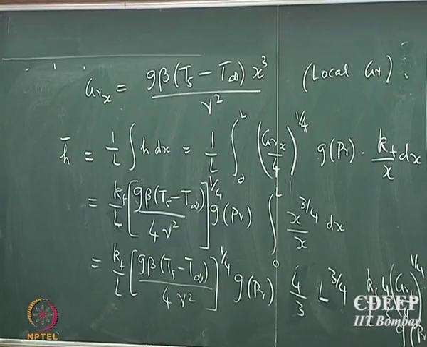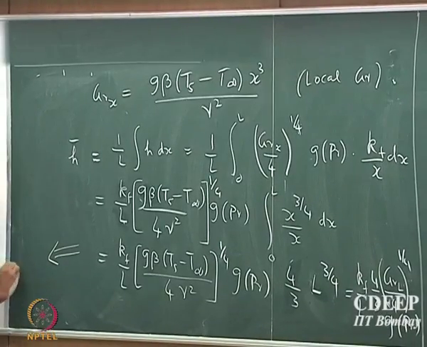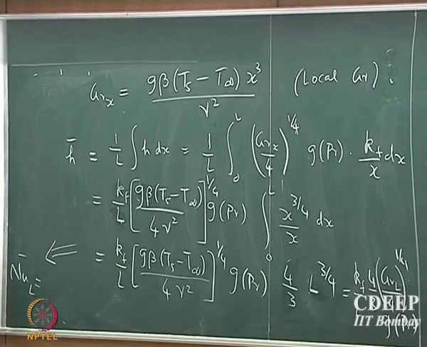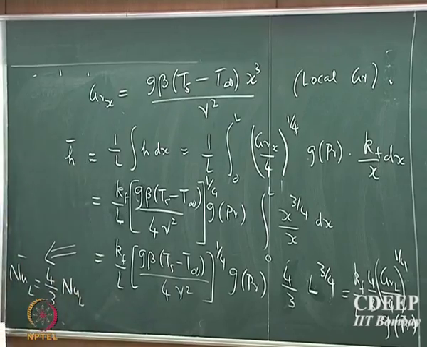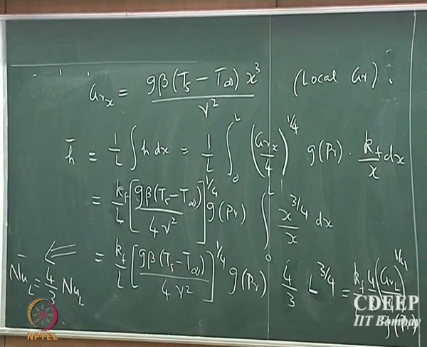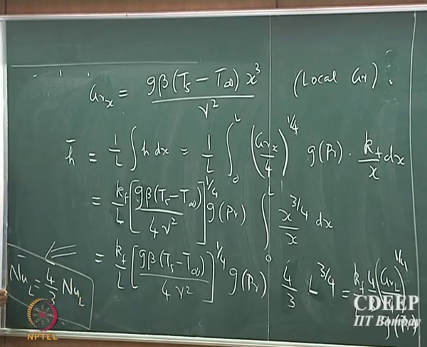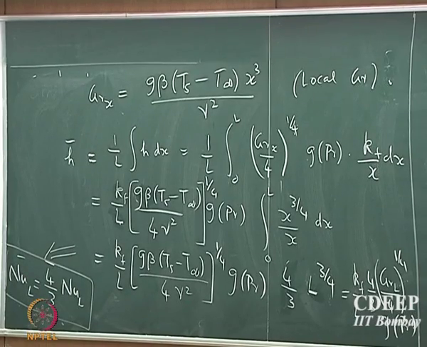Okay. So from here, what we observe is that the average Nusselt number based on the length should be equal to 4 by 3 times the local Nusselt number based on the length. So it is very similar to what we got in the flat plate case, where the average Nusselt number is some constant multiple of the local Nusselt number itself.